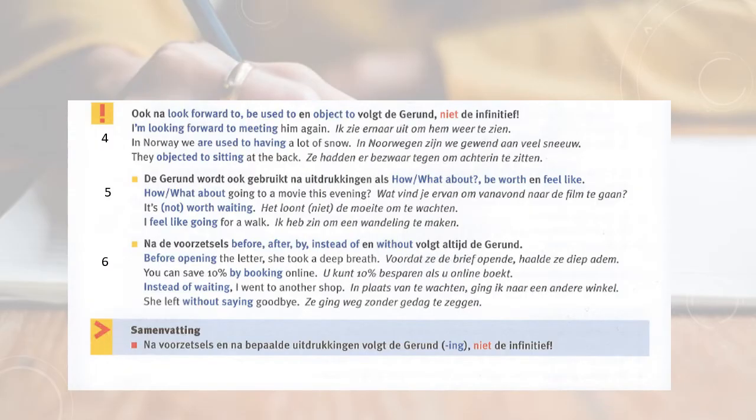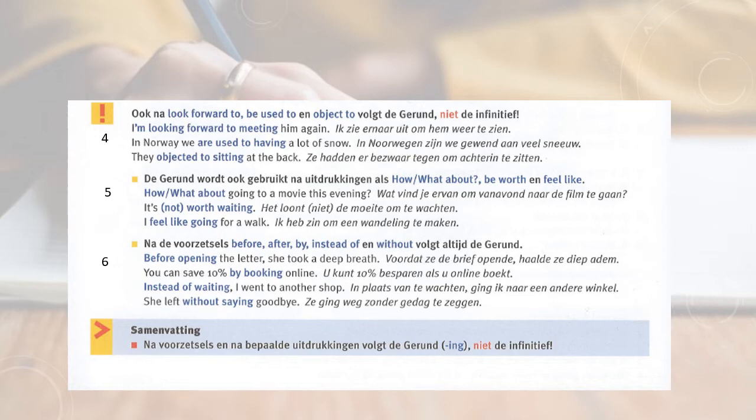In number 4, you can see the verbs to look forward to, be used to, and to object to. Well, after these verbs, a gerund follows and not the infinitive. So when you, for example, say, I'm looking forward to meeting him again, or we are used to having a lot of snow, they objected to sitting at the back. So we use gerunds here. So you may want to highlight these verbs and study them by heart, so that you remember that these verbs are placed with a gerund.